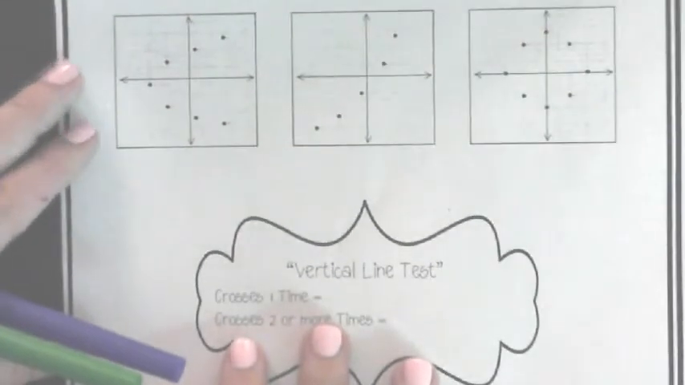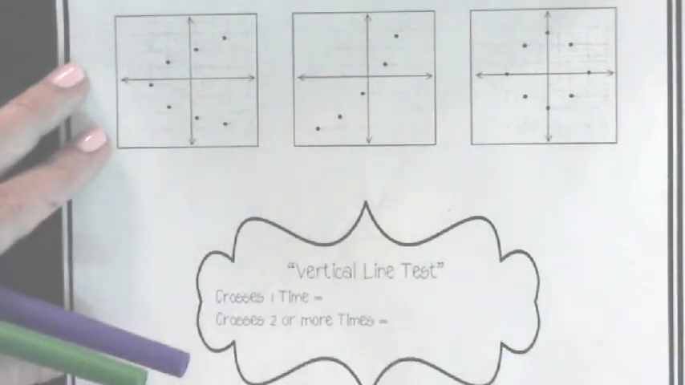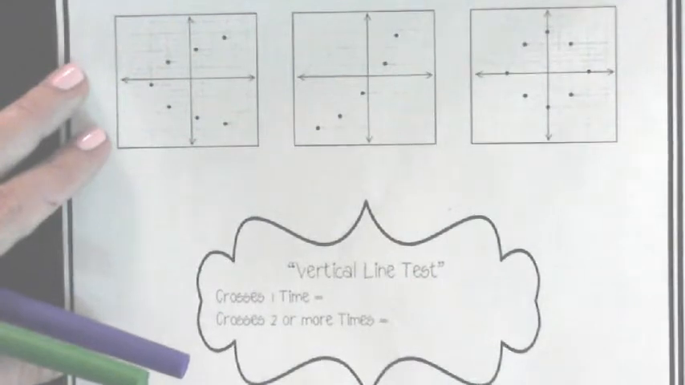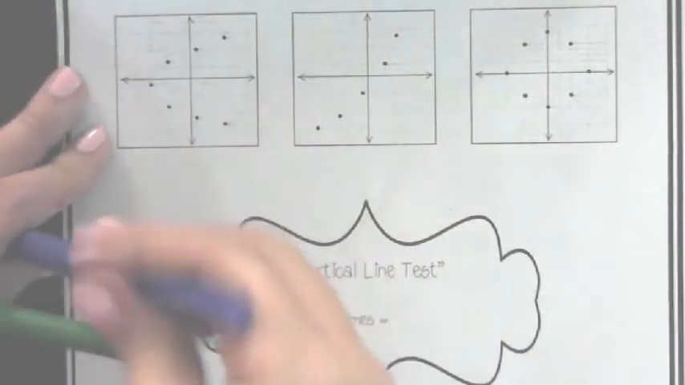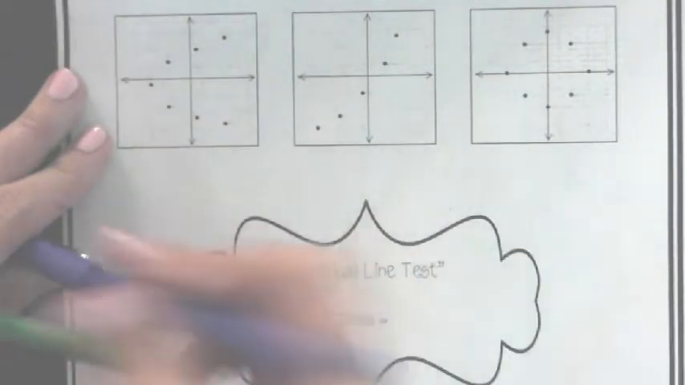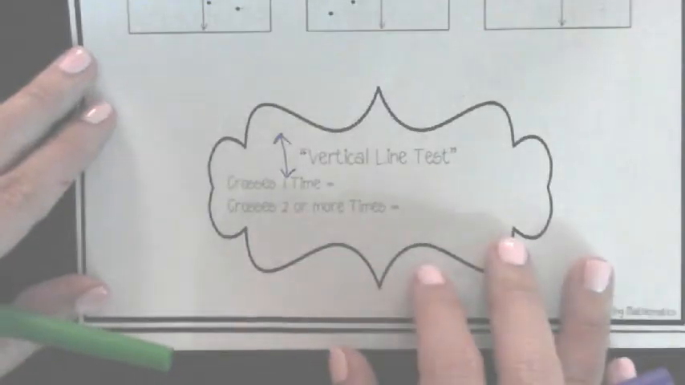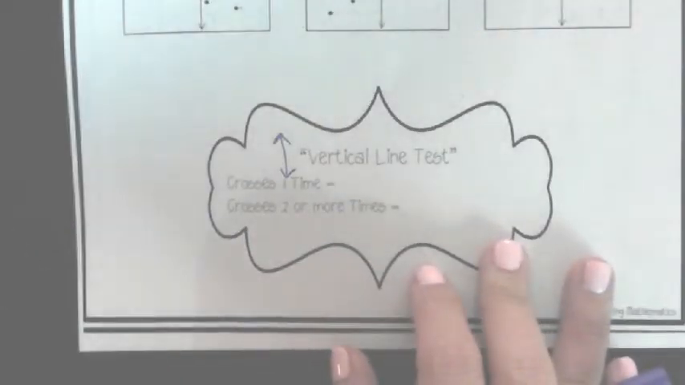In order to determine if a graph is a function, you're going to use what's called the vertical line test. So with your arm, show me what a vertical line looks like. A vertical line is straight up and down, kind of like when you're standing up. So draw yourself a vertical line just so you know what it should look like. Okay, a vertical line is straight up and down. And my line's not very straight, but it should be straight.